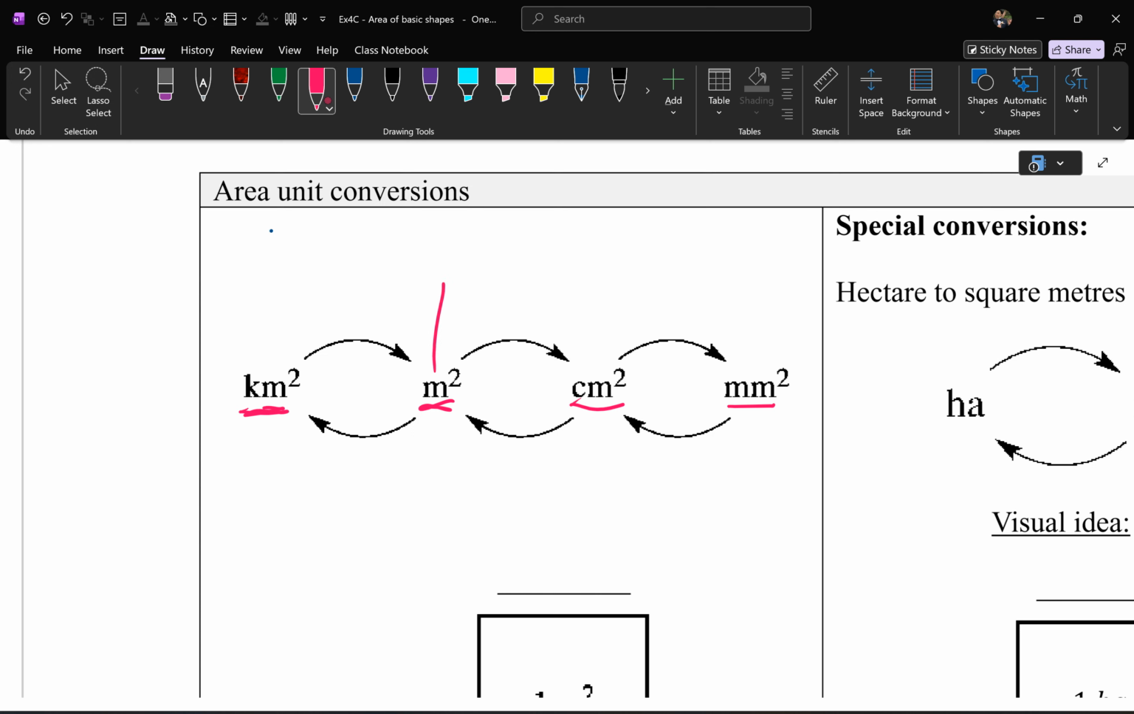The proper name for it is squared meters. So when you buy a house, listen to the auctioneers one day, or if you go and watch what your parents do when they buy it, they measure it in terms of squared meters, squared centimeters, squared millimeters. They don't say millimeters squared, because that means something else.